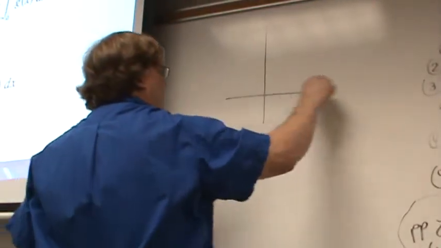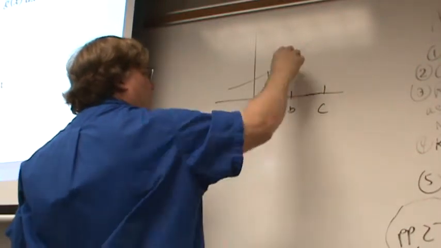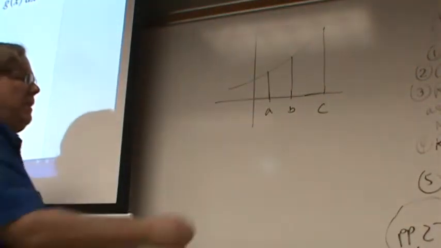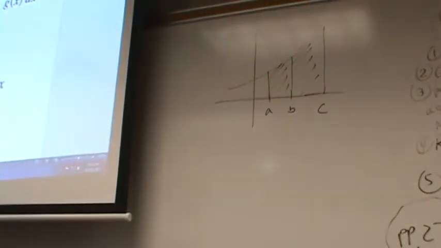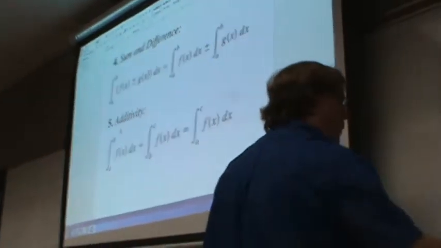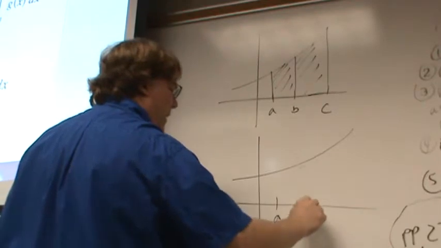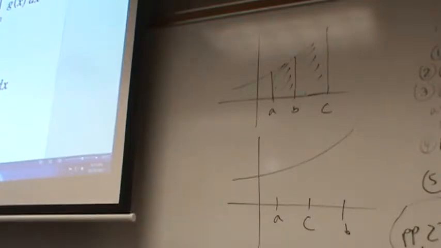If I had some graph like this, and here's A, and here's B, and here's C, doesn't it make sense that the integral from A to B plus the integral from B to C would equal the integral from A to C? You guys hear that? That makes sense? But let me give you an example. What if the A, B, and C aren't in that order? What if I had this, where here's A, here's C, and here's B? Is that still going to be true? Is the integral from a to b plus the integral from b to c going to equal the integral from a to c?